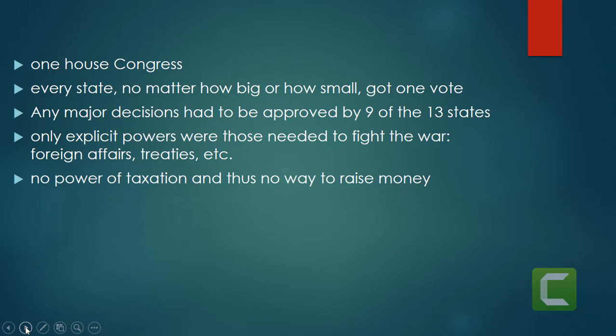Now, for a while, this system seemed to work well enough, right? It got us through the remainder of the war. It got us through the first couple of years after the war. And so what we're going to be talking about on the next screen are some of the things that this one-house Congress under the Articles of Confederation was actually able to accomplish. And then we'll move on and talk about some of the problems with the Articles of Confederation.